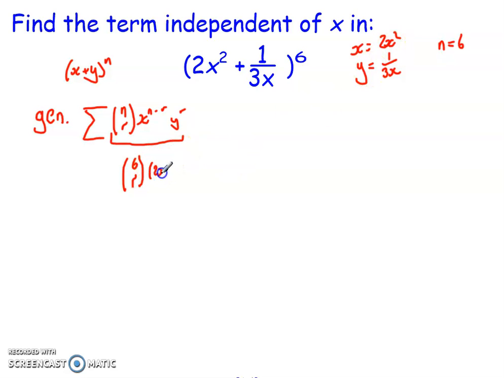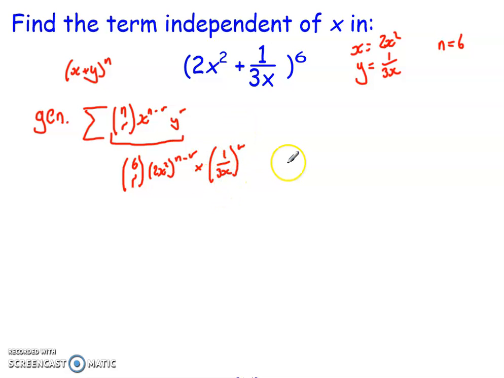So I've got 2x squared to the n minus r. I've then got to multiply that by the y to the r, so times that by 1 over 3x, all to the power of r. What I now want to do is expand it and get the like parts together.